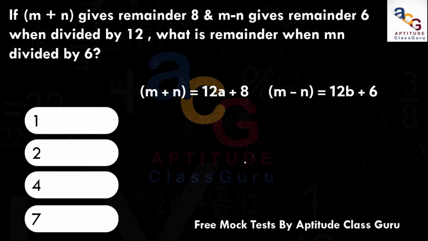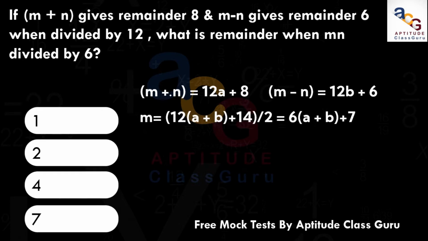Just look at it. m plus n is a multiple of 12 and gives you the remainder 8. So if you know the divisibility equation, it's simply 12a plus 8. So m plus n equals 12a plus 8, and m minus n is also a 12 multiple and gives you the remainder 6, such that 12b plus 6. Just add the first equation and the second equation, then you will get the answer of m.